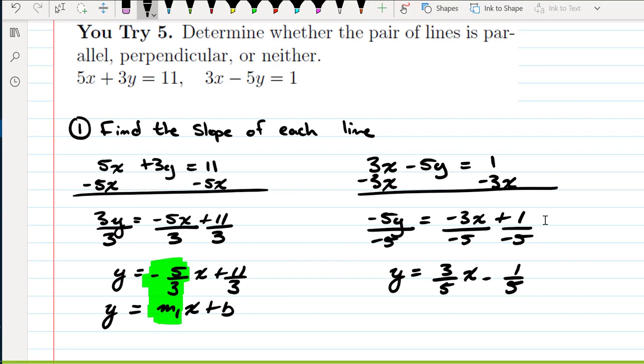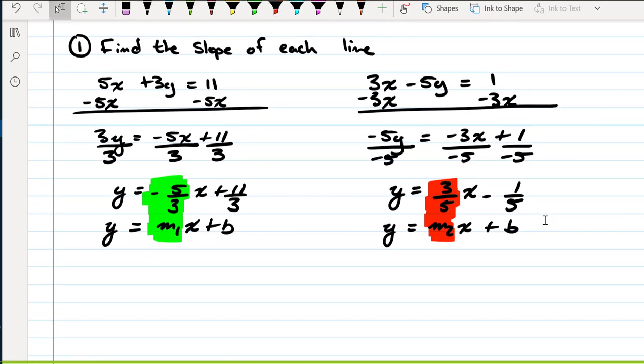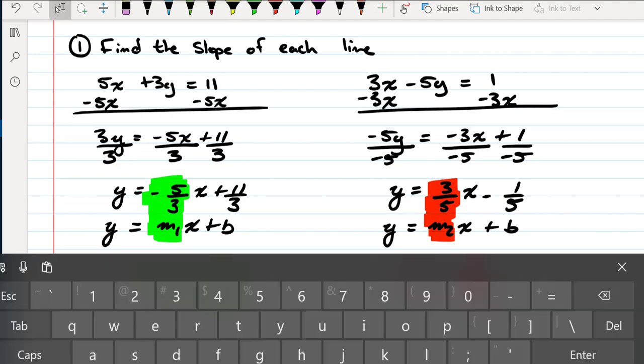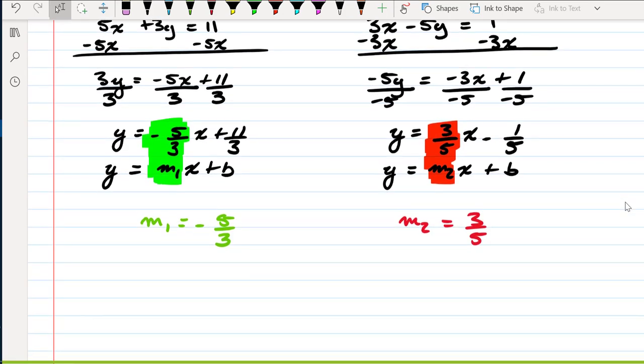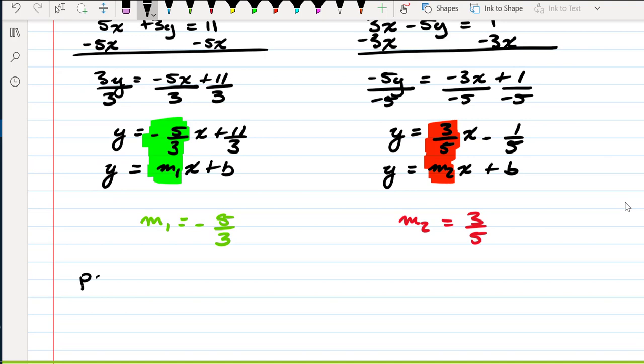So we compare over here, y equals m2x plus b. And so we get our two different values. So our first slope, m1, is negative 5/3. And our second slope, m2, is 3/5. So now we go back to our definitions. So to be parallel, what had to be true? So for parallel, the slopes had to be the same. So parallel, we have to have m1 equals m2.